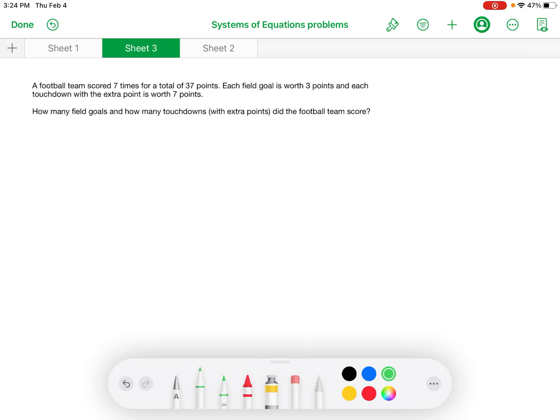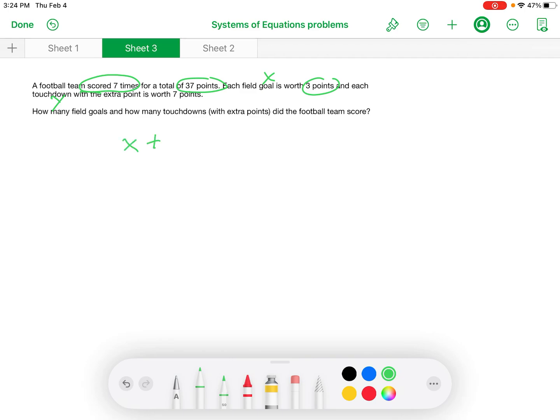A football team scored 7 times for a total of 37 points. So again, I've got two different pieces of information here. Each field goal is worth 3 points, so maybe I want to let x represent field goals. And each touchdown with an extra point is worth 7, so maybe I want to let y represent my touchdowns. So they scored 7 times.